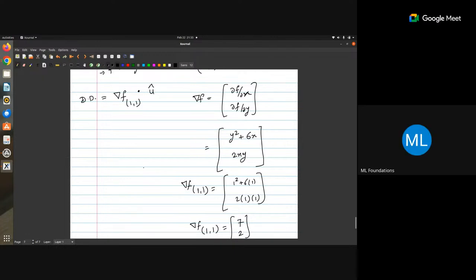Okay, wait. Don't worry. Just a minute. Actually, the gradient will have two more vectors for more than two dimension.